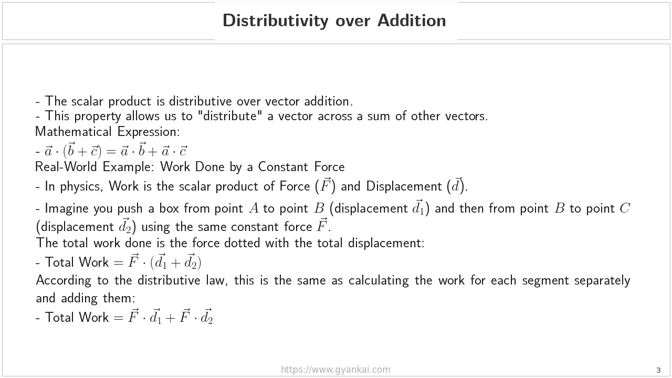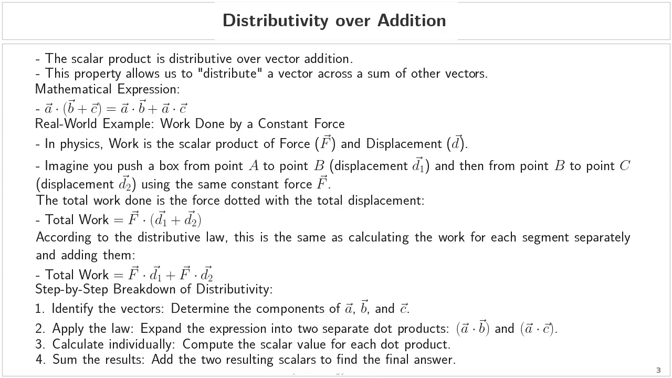According to the distributive law we are discussing today, this is exactly the same as calculating the work done for each segment of the journey separately and then adding those results together. So, total work equals vector F dotted with vector d1 plus vector F dotted with vector d2.